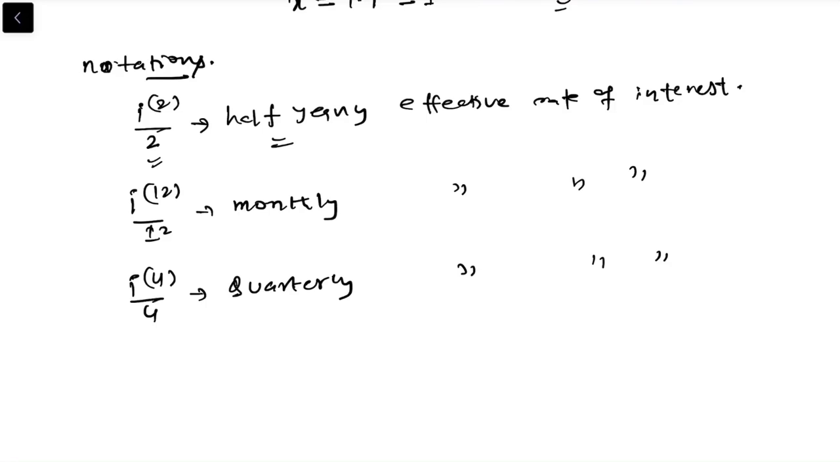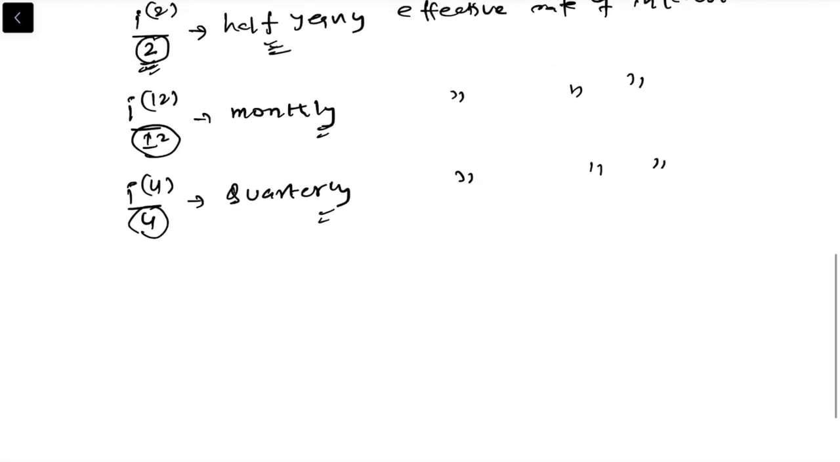Now here from these examples, one thing you can notice is that the number in the denominator means 1 year is divided into this many parts. So here the 2 in the denominator means 1 year is divided into 2 parts. That means each part is 6 months, right? That's why it is called half yearly effective rate of interest. Similarly here 12 means 1 year is divided into 12 parts. That means each part is a month. That's why it is called monthly effective rate of interest. And here 1 year is divided into 4, which means one part is basically a quarter, and that's why it is called the quarterly effective rate of interest.